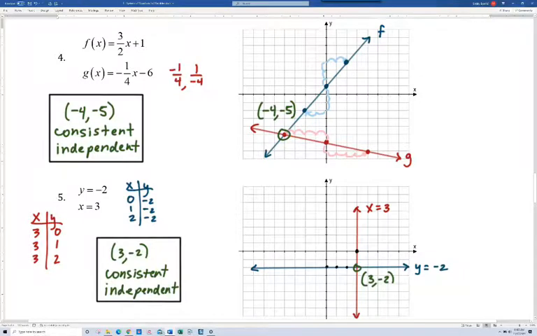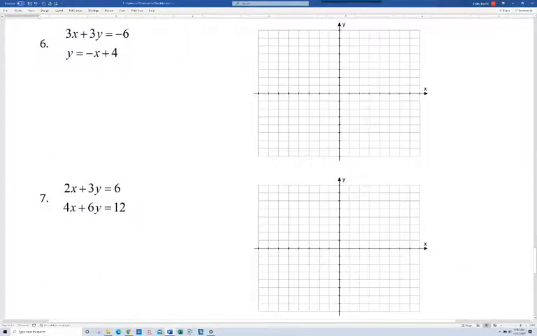All right, let's move on to the last page here. So again, I would encourage you to go ahead and at least start these. You could graph the lines anyway, and then see if you can determine what your solution would be. All right, so let's see how you did.